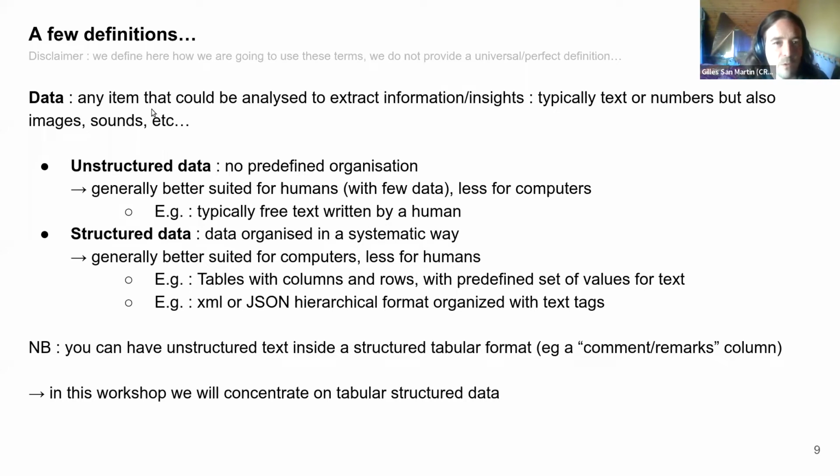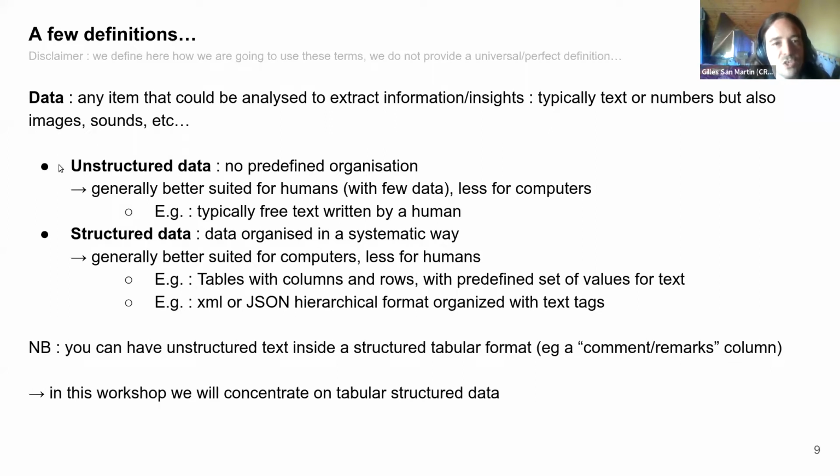Data is a very vague term. Basically, it means any item that could be analyzed to extract information or insights. Historically, it has always been text or numbers. But it could also be something like images and sounds. And computers are becoming better and better at understanding what is in images and sound. But in this workshop, we are mainly concentrating on text and number data.